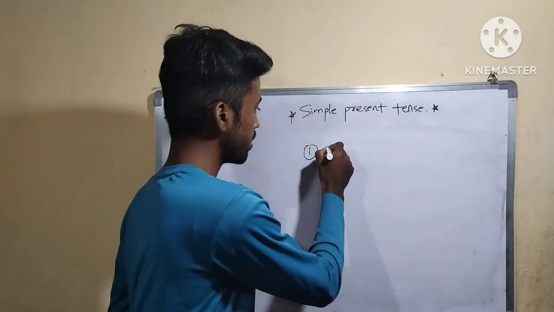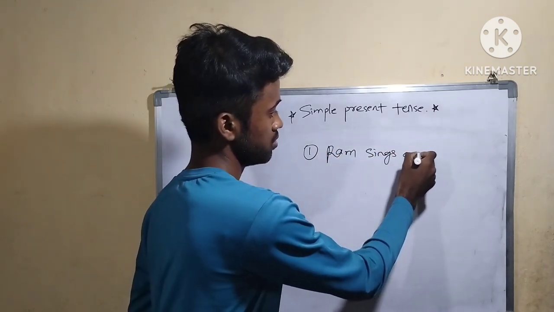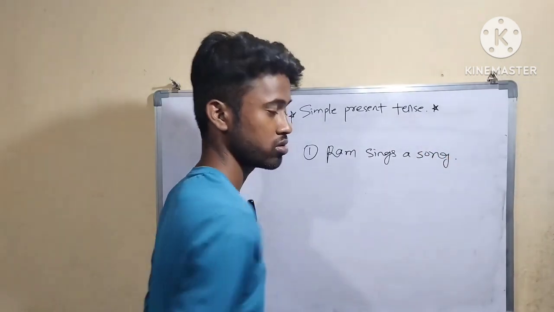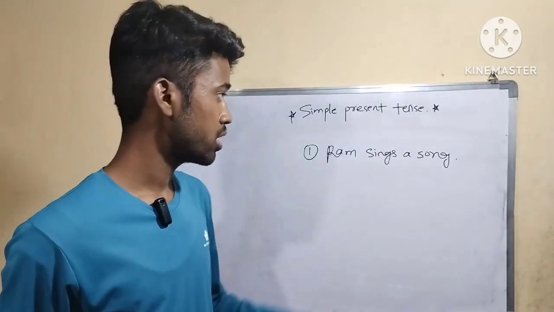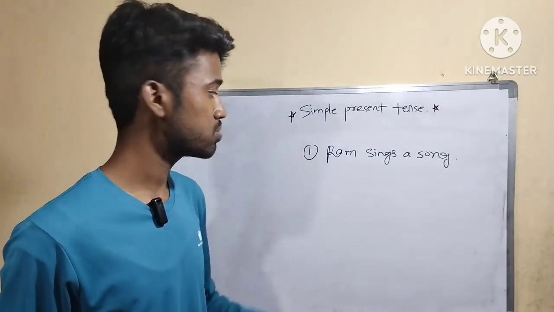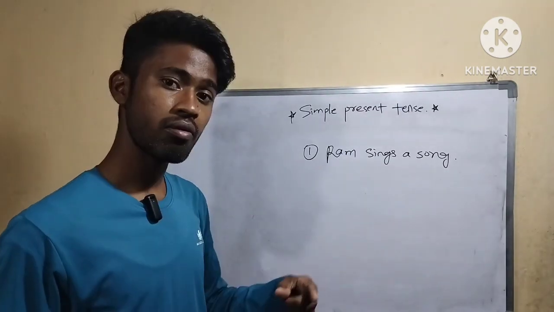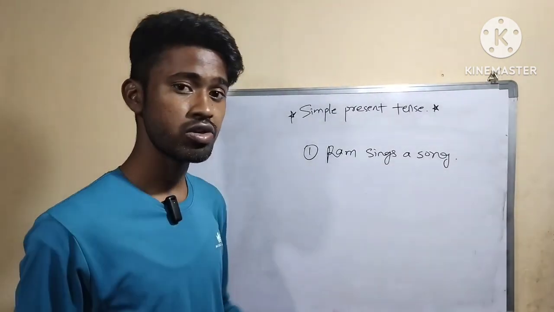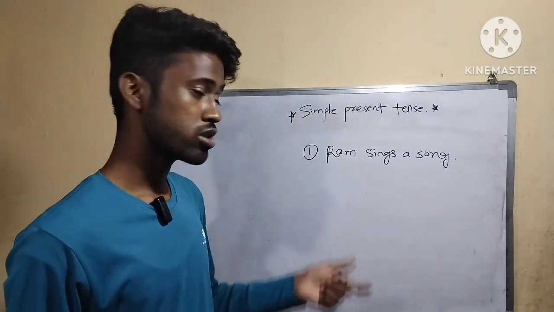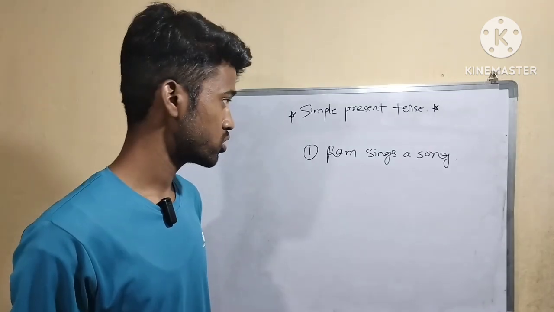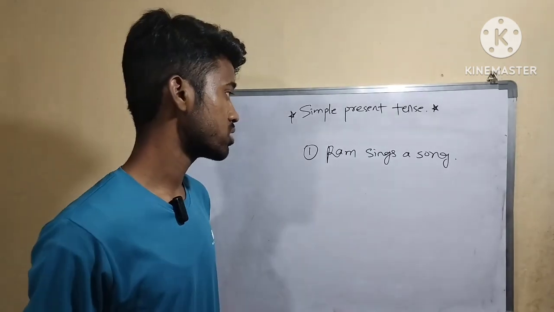So first I will take: Ram sings a song. So this is the positive statement. This is the subject, verb, and object. Here after the verb I am using s because the subject is third person singular. After that, when I want to turn this sentence into negative, we use do not or does not, right? So according to the subject, we have to use do or does. So here the subject is third person singular, so definitely I have to use does not.